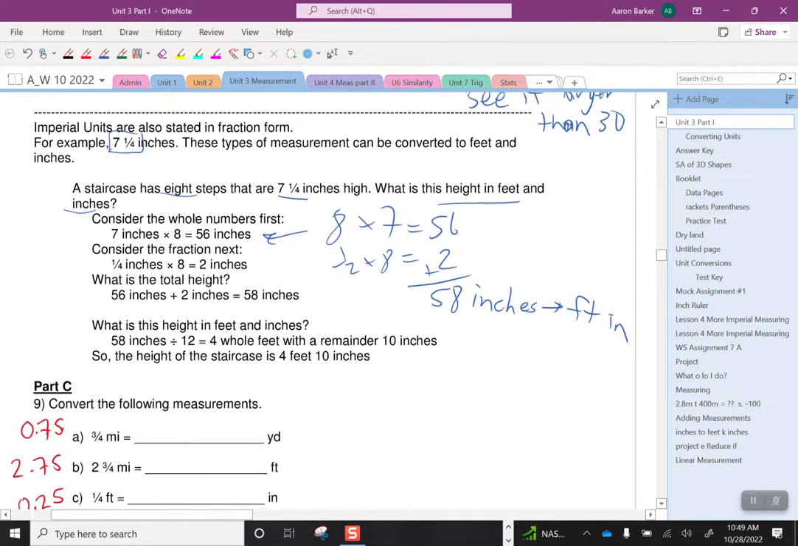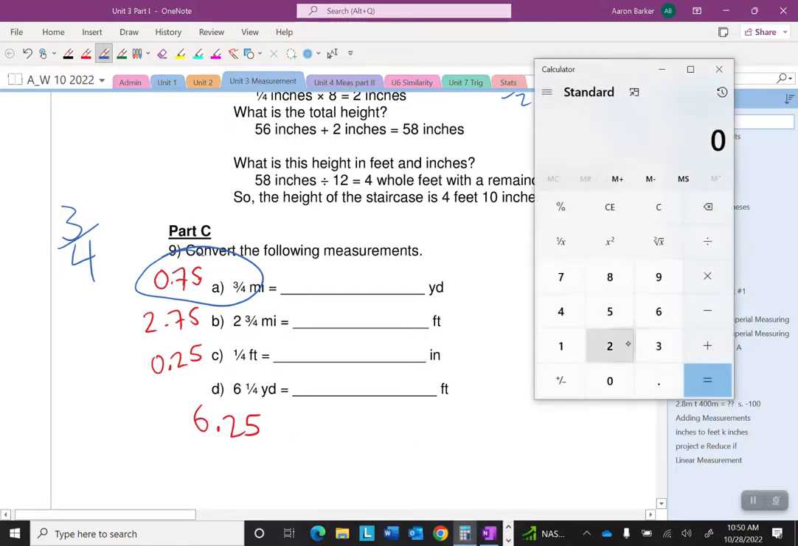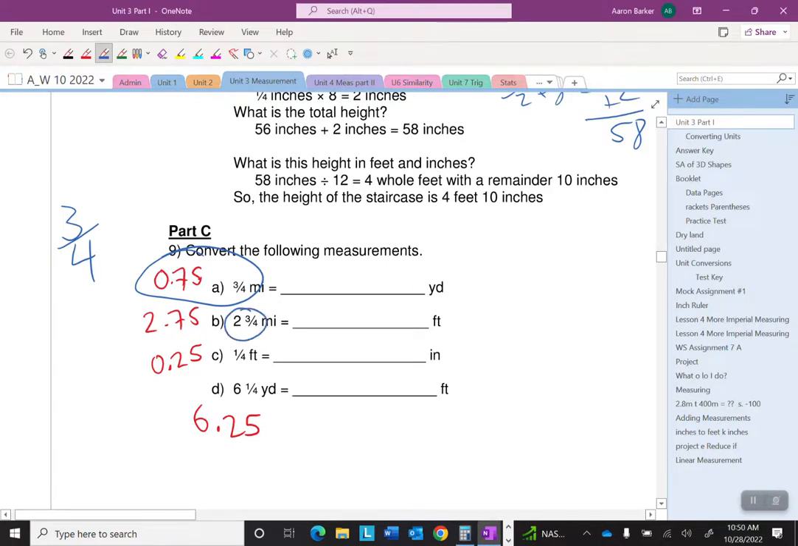This one here is straightforward as long as you convert these into your decimal form. So 3/4 of a mile. How would I get 0.75? Well, 3 divided by 4. Go to the old calculator. 3 divided by 4 converts my fraction to a decimal, 0.75. So 2 3/4 is a whole number 2, and you have 0.75, so you put them together to give you 2.75.